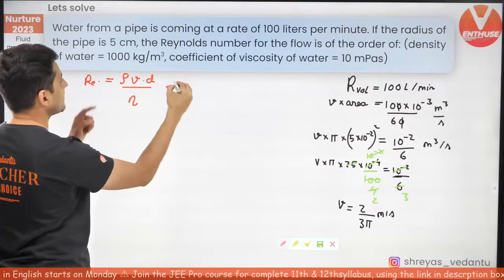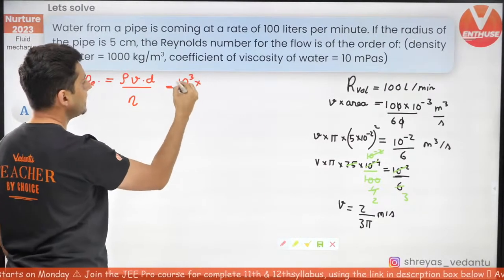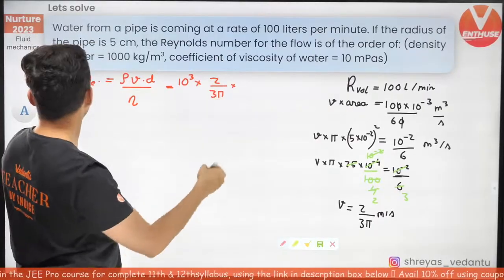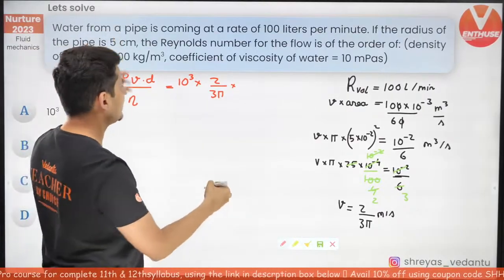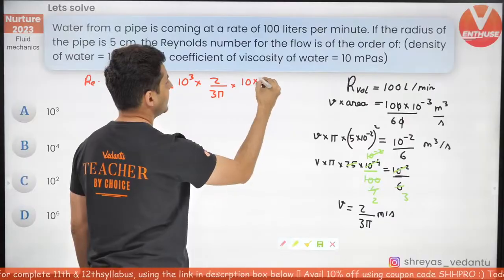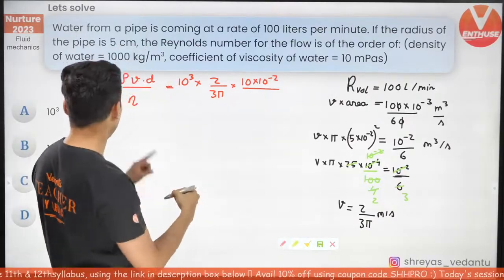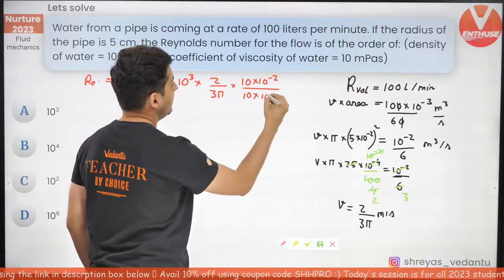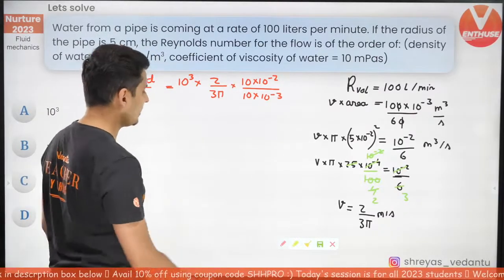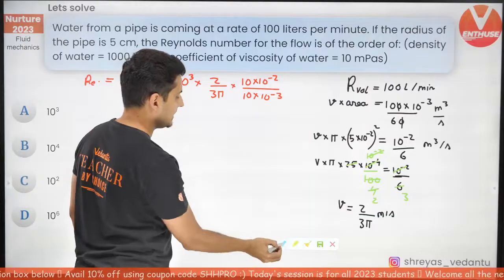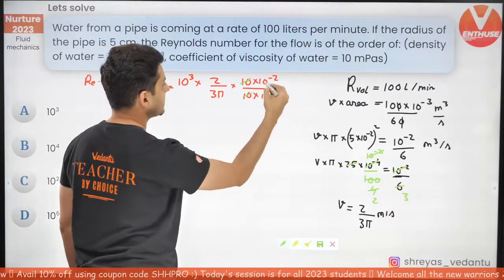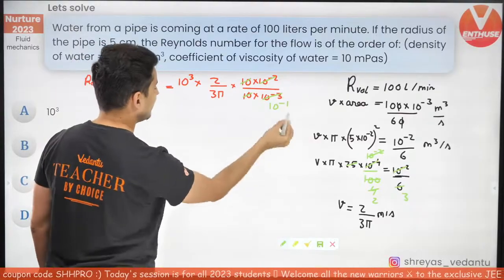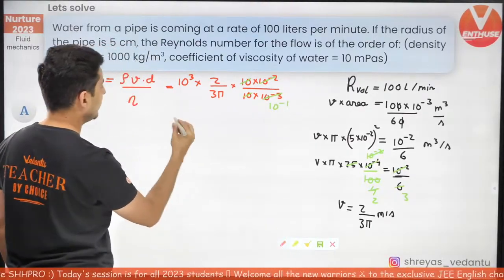So rho is 1000, which is 10 to the power 3. Velocity is 2 by 3 pi. Diameter 5 centimeter into 2, 10 centimeter. So 10 into 10 to the power minus 2 divided by eta, which is 10 milli, so 10 into 10 to the power minus 3. A lot of things are going to get cancelled. 10, 10 goes. So it will become 10 to the power minus 1. Once it goes on the top, it will become 10 to the power 4.